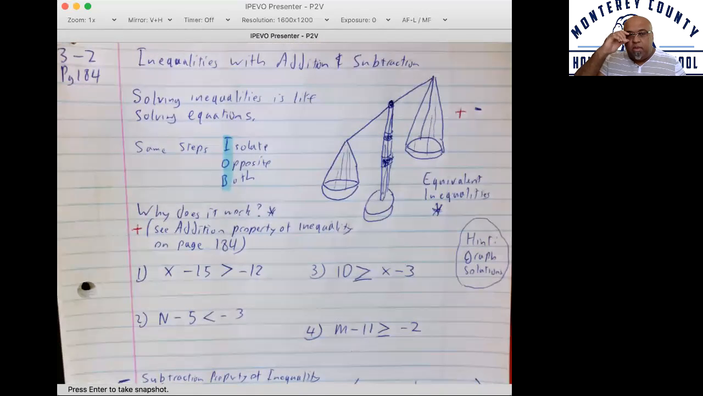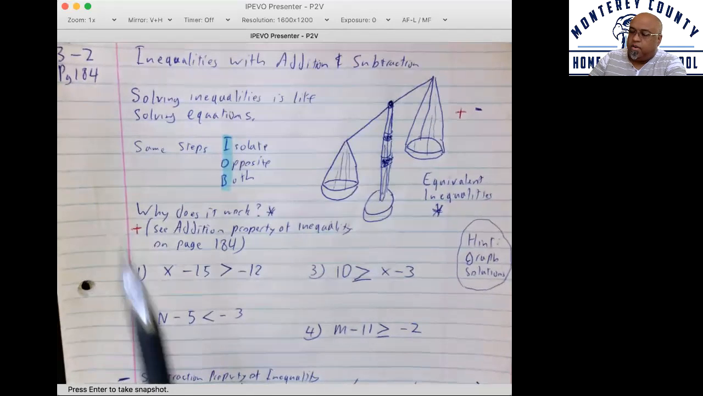Either way, in this particular lesson, I think it'd be really important for you to look at the book, particularly on pages 184 and 186, as some properties there for you. Okay? So please take a look at these notes. Inequalities with addition and subtraction.